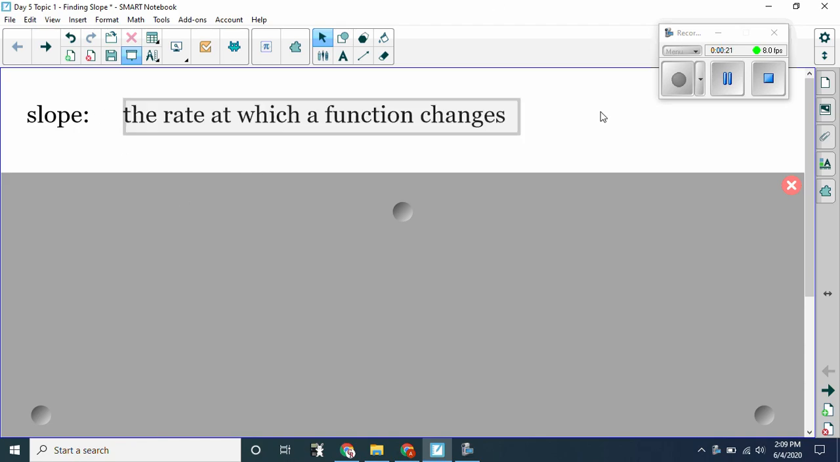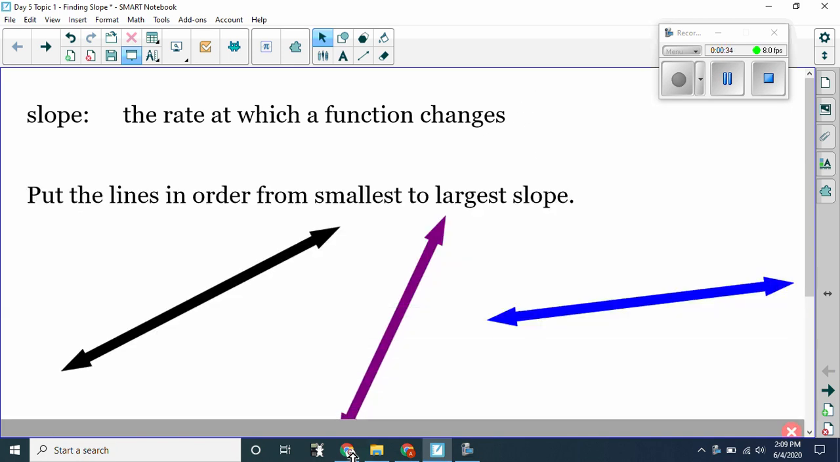And then we'll take a look at graphing some lines using their slope as well. So the definition of slope is the rate at which a function changes, how quickly the function is rising or falling. So write that definition down.